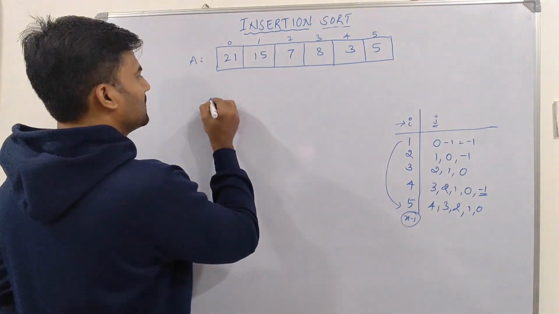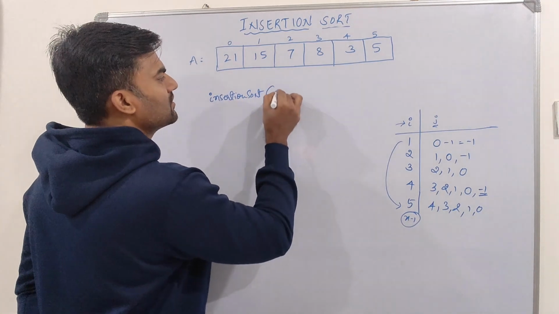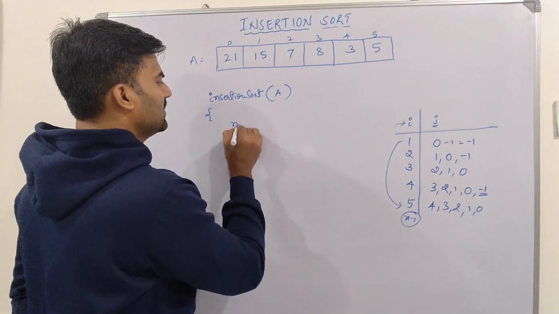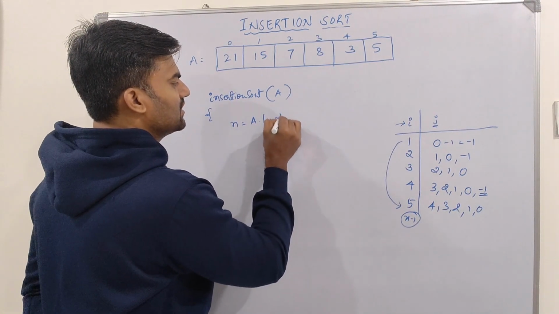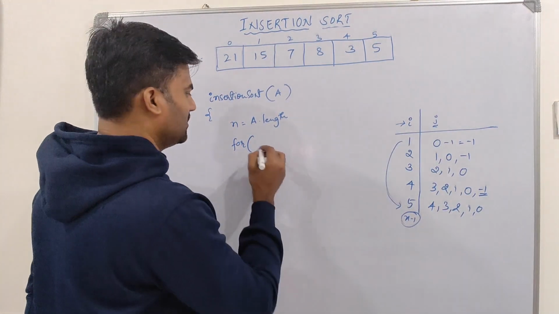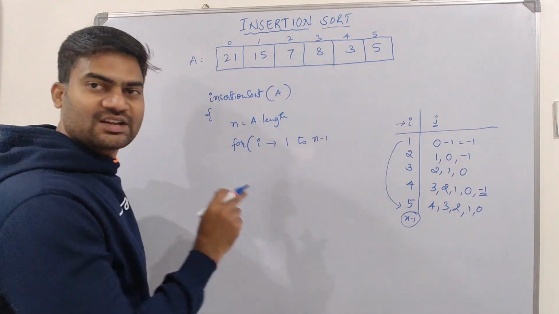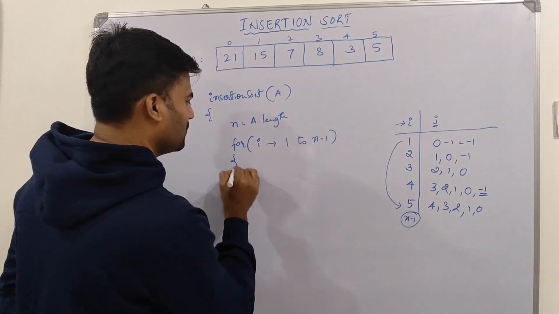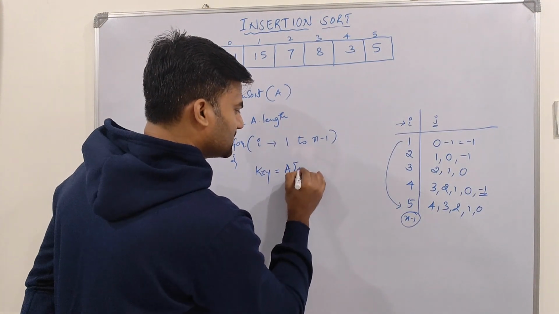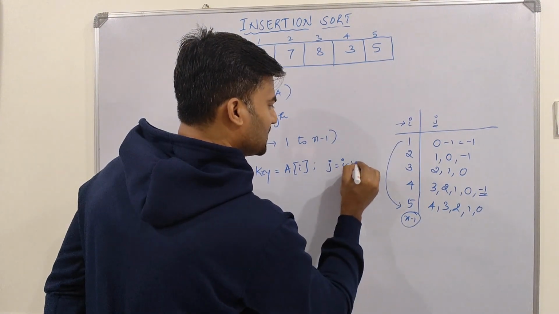So let us write the insertion sort method. This method takes input a, which is an array of numbers. Okay, then n is basically the length of the array. Then we have a for loop which iterates from 1 to n-1. Then what we did, we assigned the element at ith index to a variable called key, and then j is equal to i minus 1.